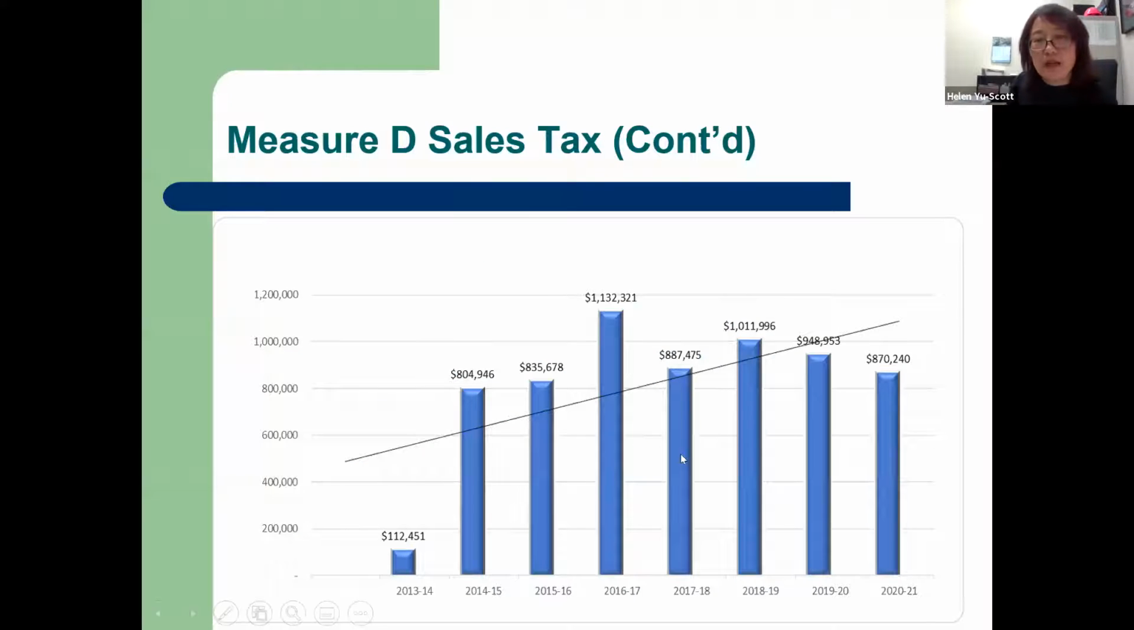Here's the history of the tax collection since the inception of the tax. For the first year, it's only 3 months' worth of tax because it was effective April 1st, so it's $112,000. After that, on average, you can see like 800, 850. We have a couple of very, very good years.